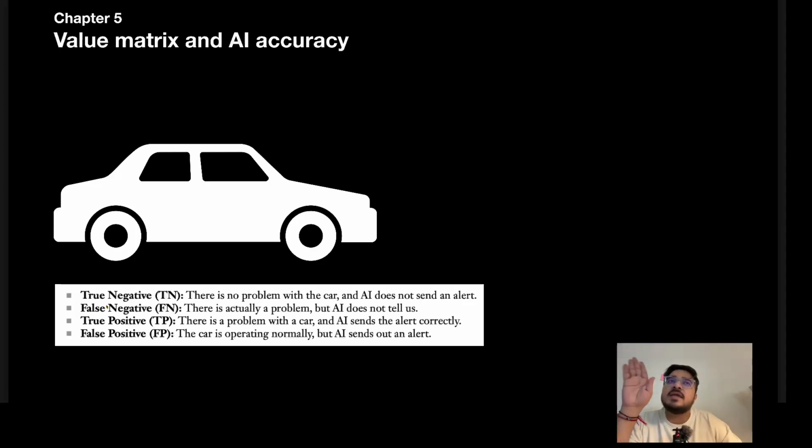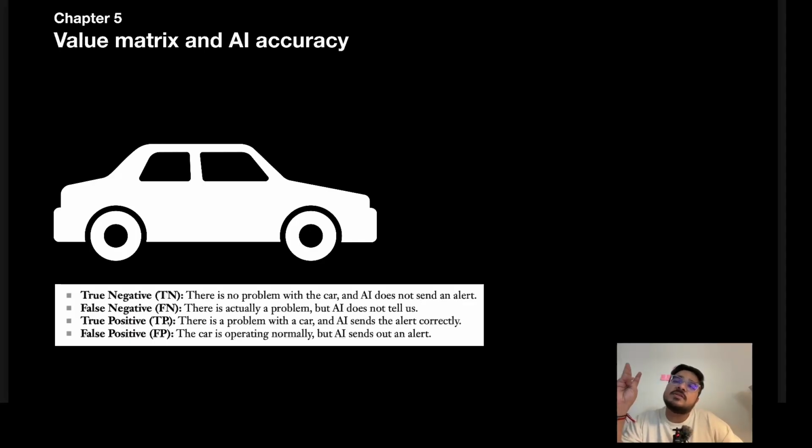So AI will get to a decision point where it has to make decisions: should I send the notification to that customer or not? If AI decides, I don't want to send because I don't think there is a problem in the car, that's a true negative. So AI is right at that time. But there could also be a false negative, where there is actually a problem but AI does not tell us.